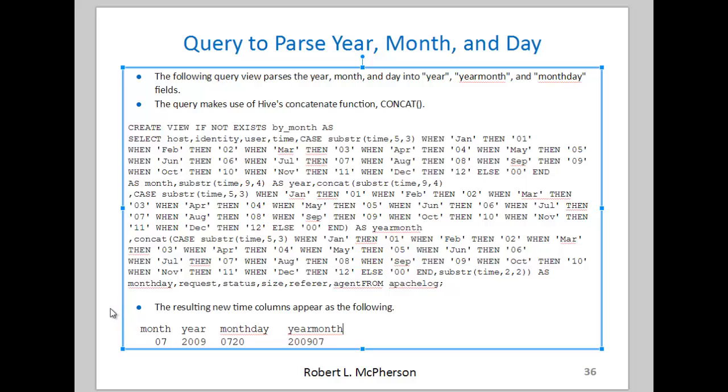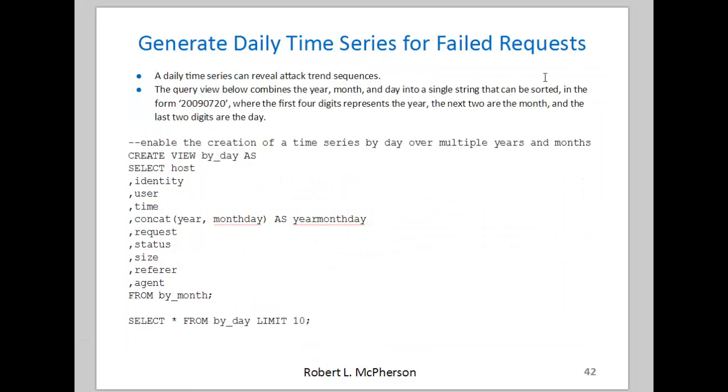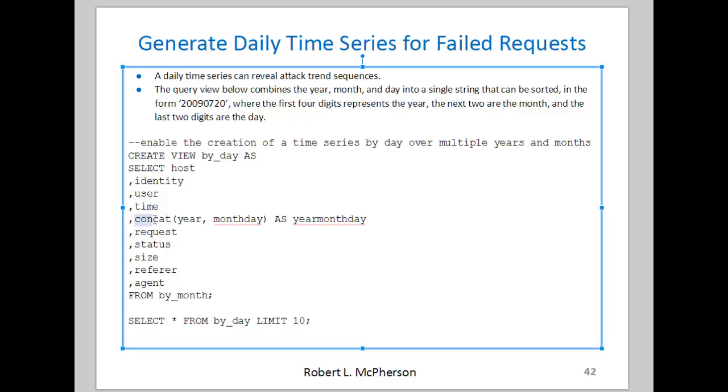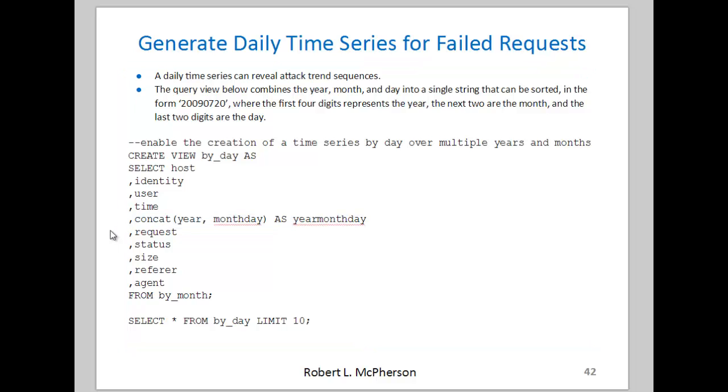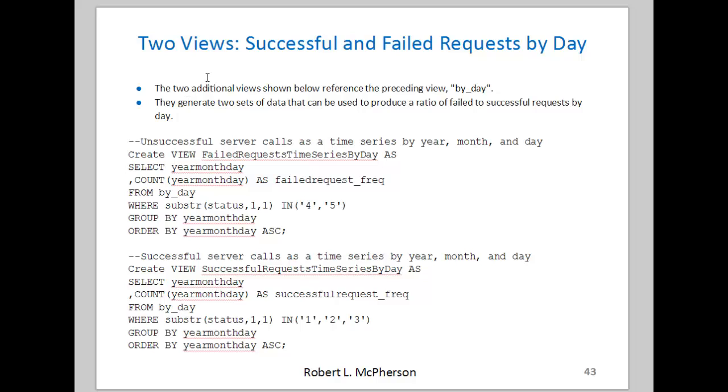We'll do that with a subsequent view that calls this view here and concatenates some fields to give you year, month, day. Here we're going to generate the daily time series for failed requests. This is another view, and it calls the preceding view. Here you see the concatenate function, concat, where I'm concatenating the year with the month day as a new field called year, month, day. So now I can get a time series across multiple years, and across multiple months for days on a daily level. Once we have that view created, we can create 2 additional views.